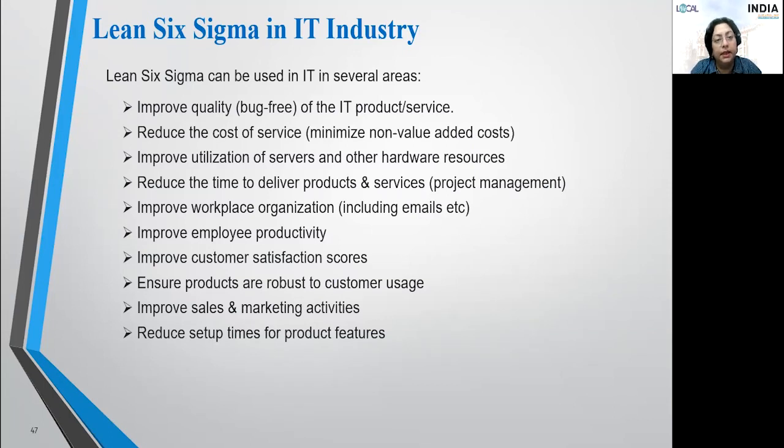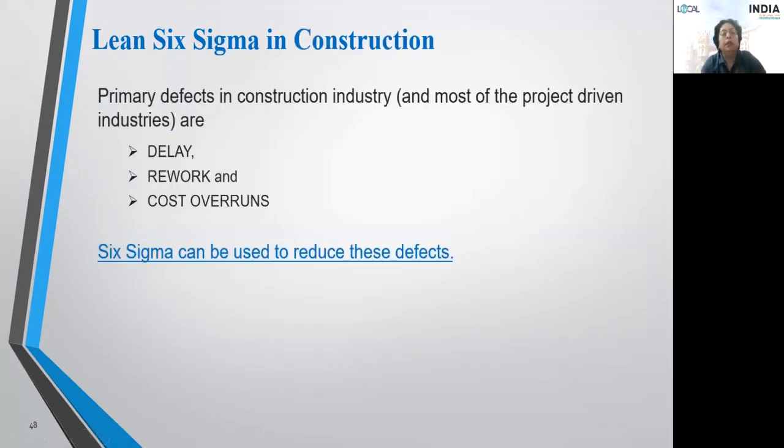Lean Six Sigma in the IT industry is utilized for improvement in customer satisfaction scores, improving quality of the IT product services, reducing setup times for product features, improving utilization of servers and other hardware resources, reducing cost of services, and improving workplace organization. And there are several other aspects in which we can utilize Lean Six Sigma for value addition. Then, Lean Six Sigma in the construction industry.